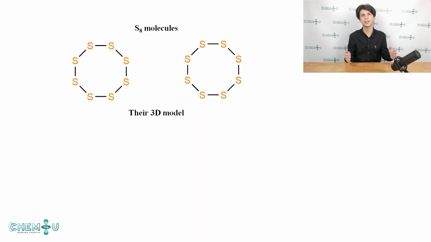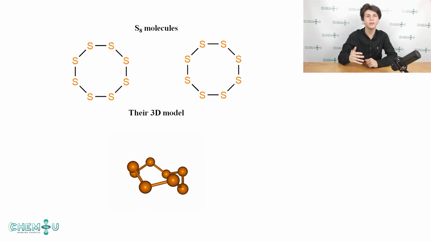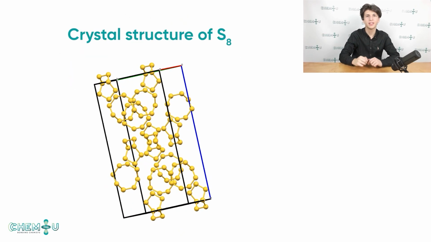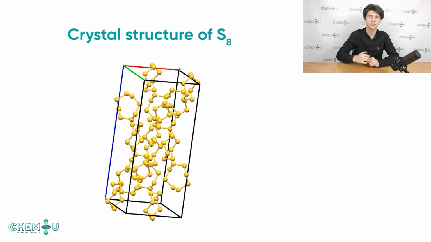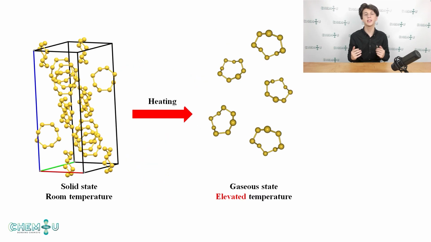So let's illustrate this concept using the following example. Now on the slide you can see two S8 molecules and their 3D model that somehow resembles a crown. At room temperature, these molecules form a solid substance. Here is the corresponding crystal structure. However, we can easily evaporate it, obtaining the gas phase.